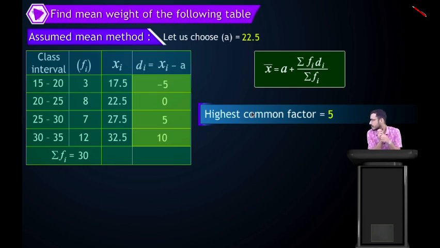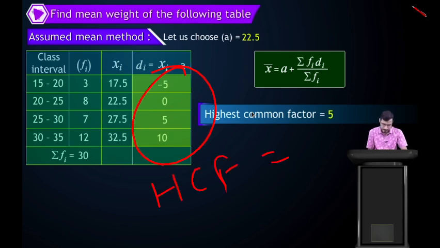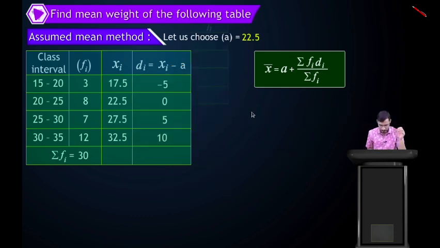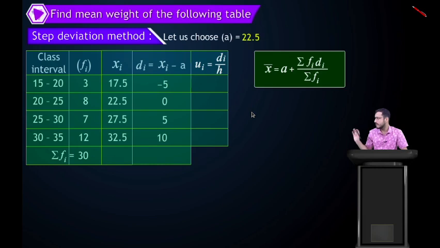Now here, you can see the highest common factor in the column D: -5, 0, 5 and 10. There are 4 values in the column D, so the HCF of all 4 values is 5. So here we can divide di by h, where h means the highest common factor, that is 5 here.